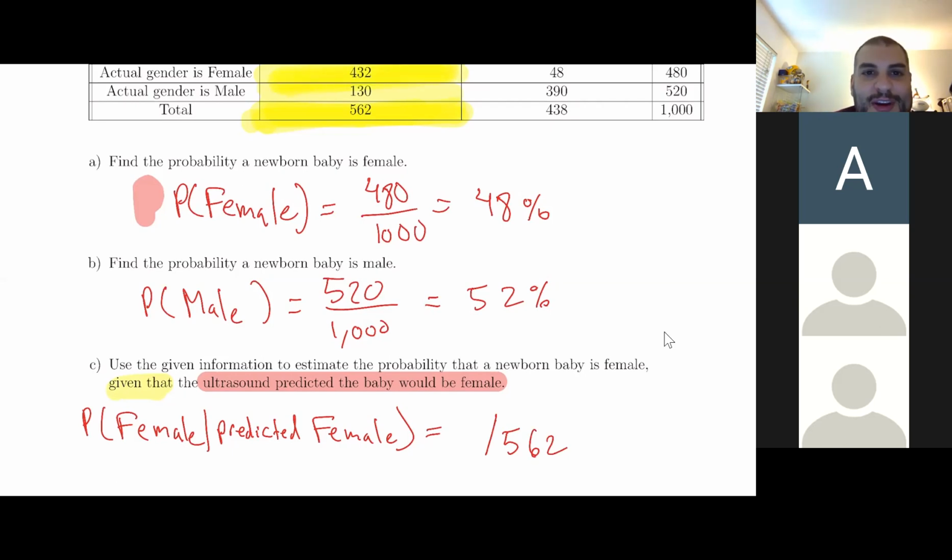Well, it should be 432, because if you see how many were actually female, it will be 432. So I'm going to go ahead and calculate that. So you say 432 divided by 562, and you roughly get 0.769 or 76.9%. All right, that's your answer for C. Any questions for C?